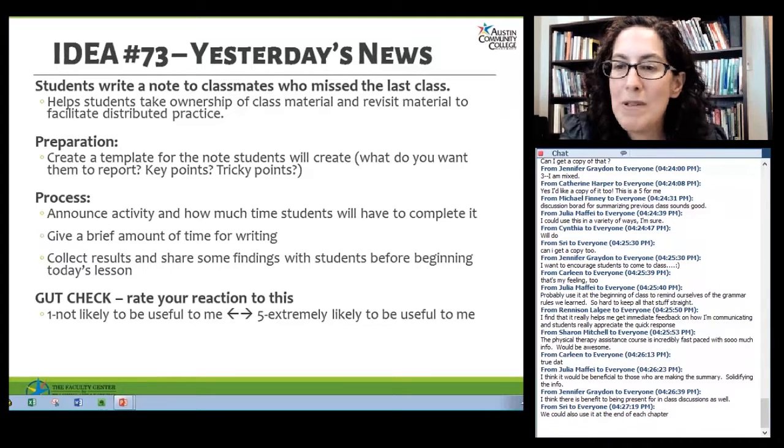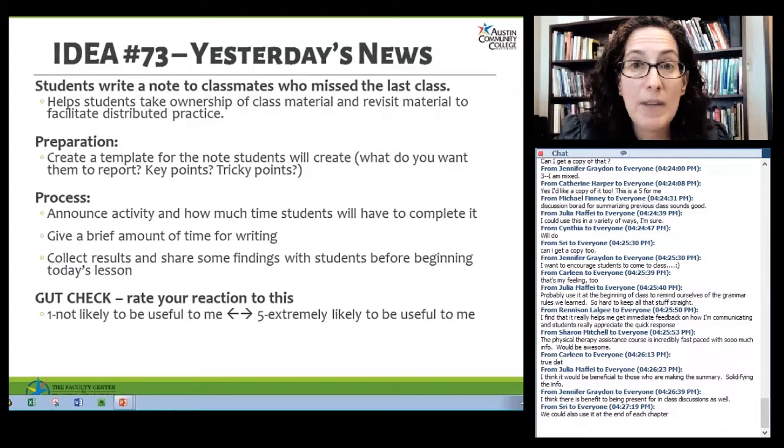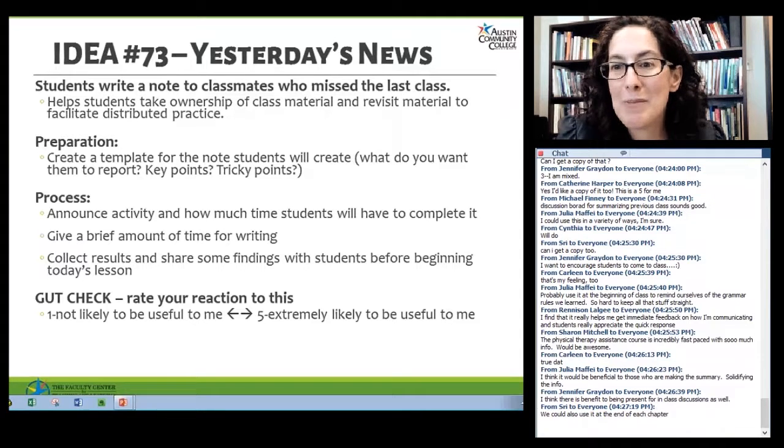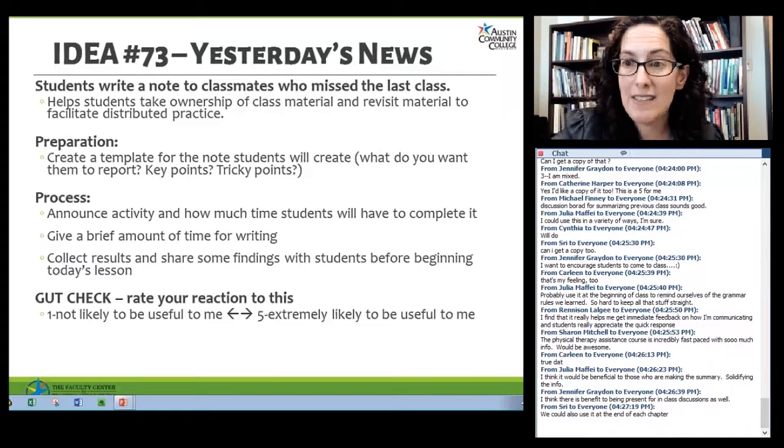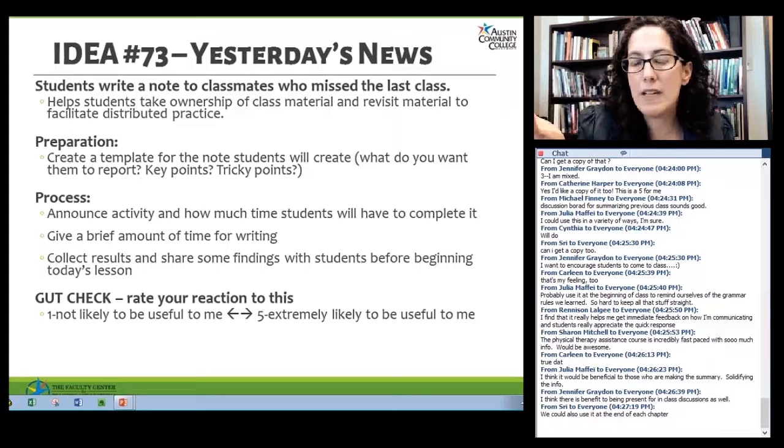Julia says she thinks it would be beneficial to those who are making the summary. Yeah, so the writing aspect is beneficial to the person doing the summarizing, but also to the other students. Yeah, and Jennifer, there's a benefit to being in class. And oh, sorry, I like that. You could do it at the end of a chapter. So instead of saying yesterday's news from the lesson, you could ask them to summarize a chapter at the end of the chapter. That's a lovely idea. I think that's, see, this is why I love this. You guys come up with these things that I wouldn't have thought of.